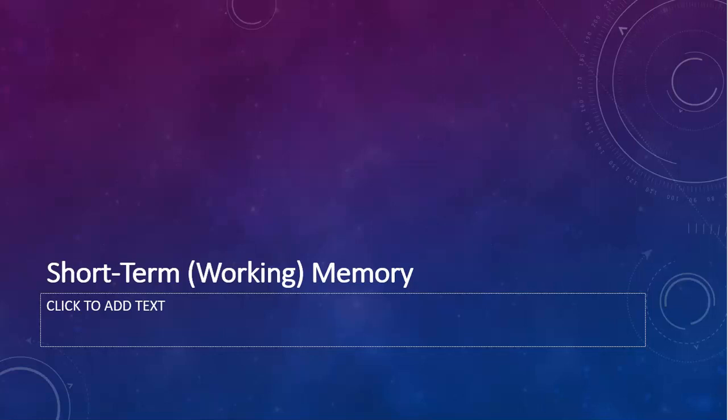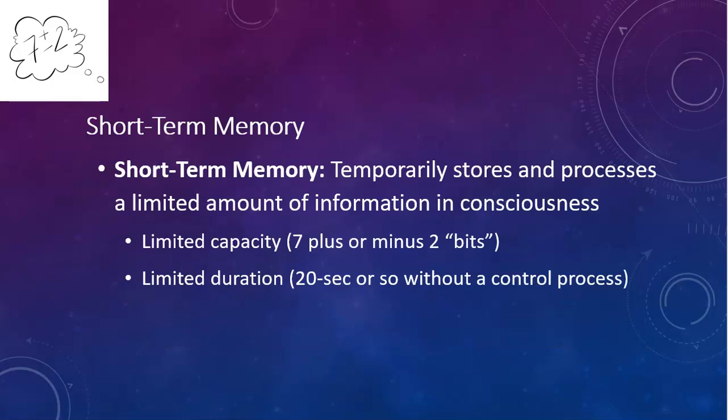This is through selective attention, where a small portion of that sensory memory will enter into the short-term memory, which holds the information that we are conscious of at any given time. So again, it's sometimes called working memory because it's the conscious processing, coding, or the stuff we're currently working on. So short-term memory is defined as temporarily storing and processing a limited amount of information in the consciousness.